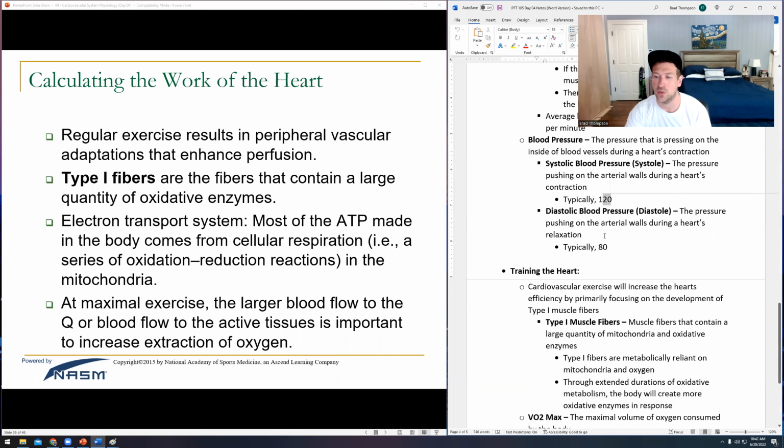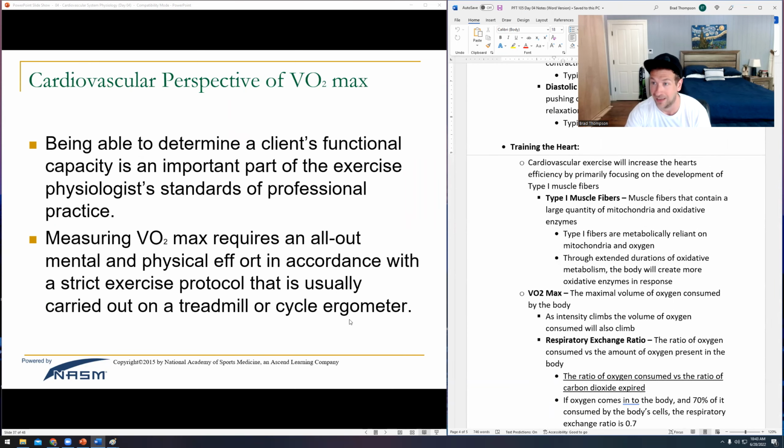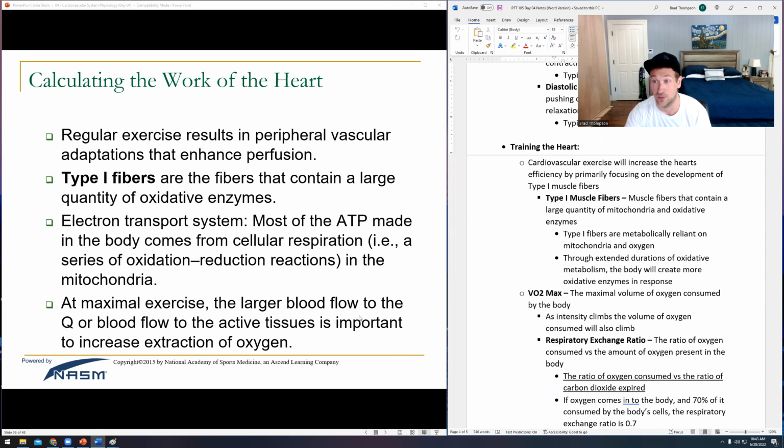Ideally, we want it to be around 120/80 when we are at rest. It can totally be higher when you're exercising. I think the highest ever recorded blood pressure was something like 500, which is wild.